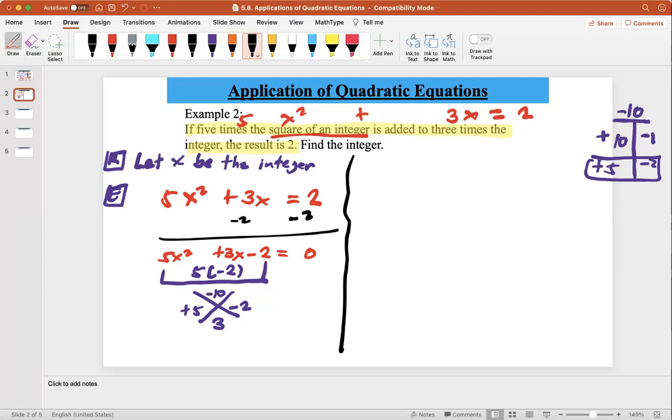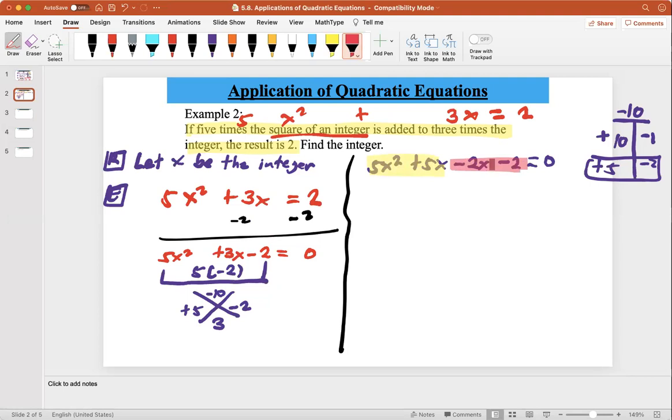We can expand our equation now, 5x squared plus 3x minus 2, in order to factor. So expanding it, we now have 5x squared. Expanding 3x means we have, what shall we put here? 5x minus 2x. And then minus 2 equals 0. Let's factor each group here.